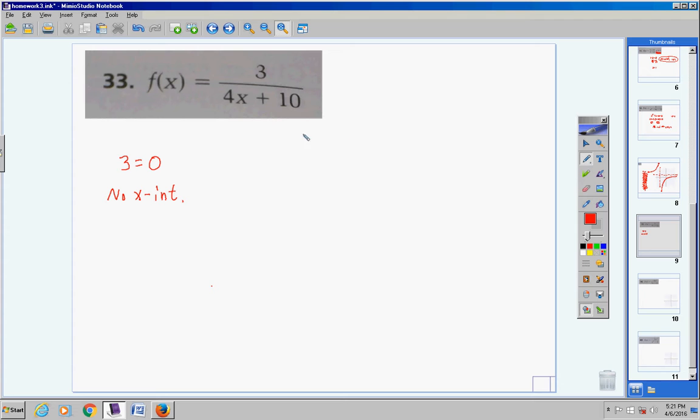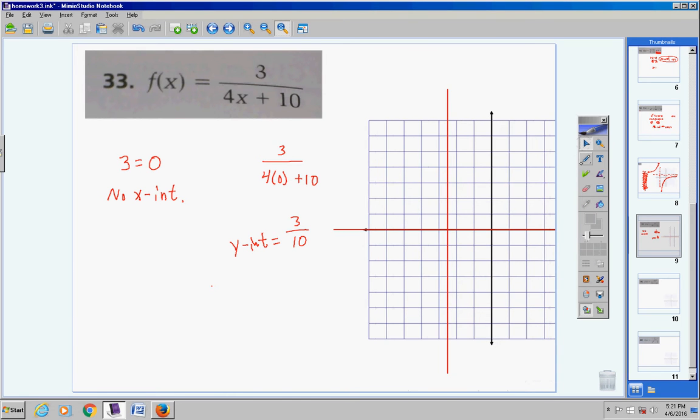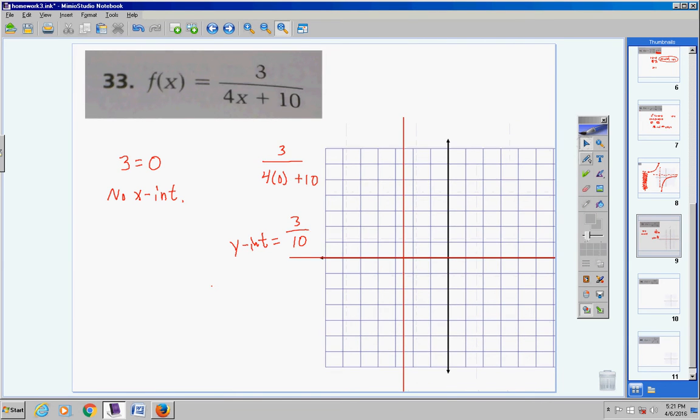Now, how do you find the y-intercept? Well, everywhere there's an x, you put a 0. So 3 over 4 times 0, there's an x, plus 10. Well, 4 times 0 is 0 plus 10 is 10, so 3/10. So I have a y-intercept of 3/10. So on the y-axis, I'm going to have a point at 3/10 or 0.3. So right there, I know there's going to be a point there. Okay, so far so good.